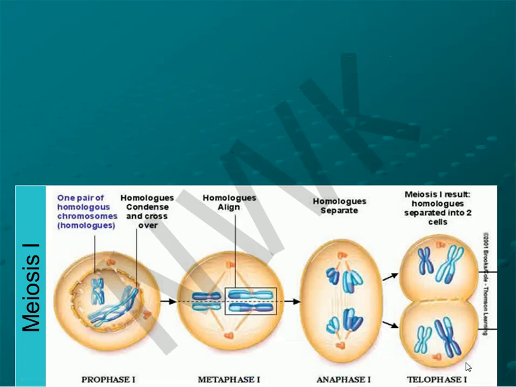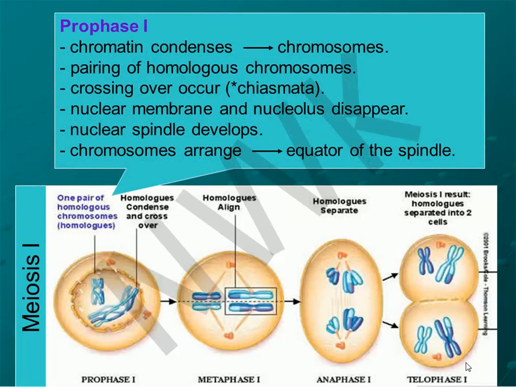Now let's proceed to meiosis 1. We start with prophase 1. In prophase 1, the chromatin again condenses to form chromosomes. So now, there's one important event called pairing of homologous chromosomes. What is the meaning of homologous chromosome? The term homo means same. Homologous chromosomes refer to those chromosomes having the same length.